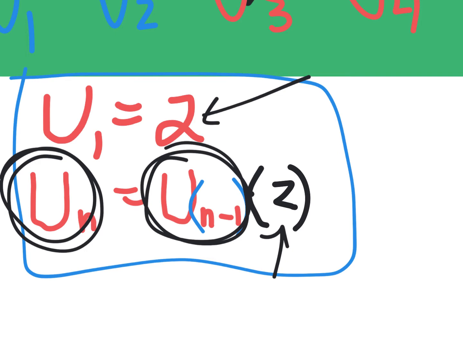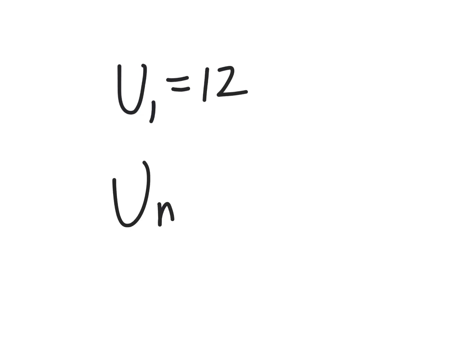So let's see if you can really speak recursive language yet. Don't write this, just watch and pay attention. U sub 1 is 12 this time. U sub n, any term, is given by u sub n minus 1, the term right in front of it. This time I'm going to put that in parentheses.